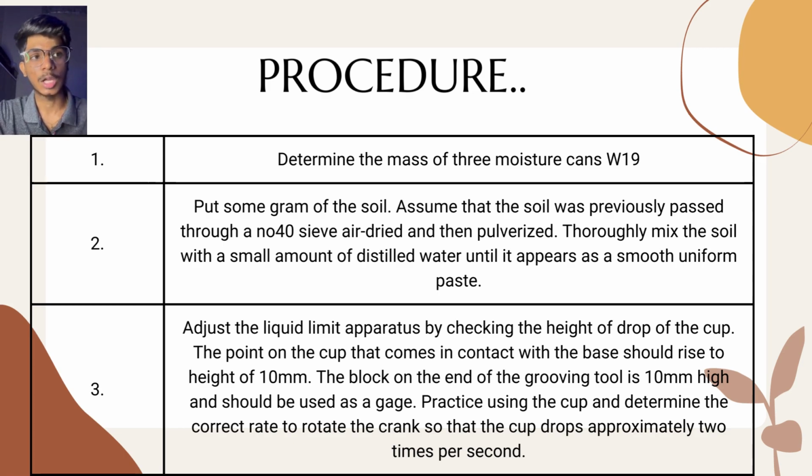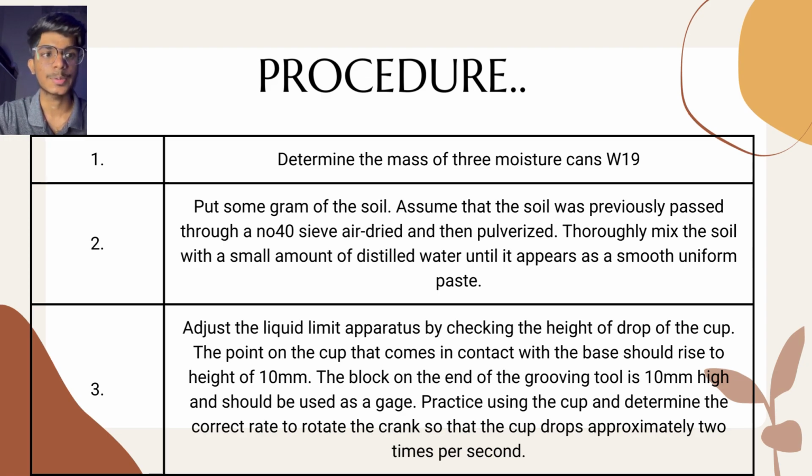So today, I'll be explaining the procedures and the process of the Casagrande method in Atterberg limits. Firstly, we should determine the mass of 3 moisture cans which we have prepared, and secondly, we should put some grams of soil. Assume the soil was previously passed through a number 40 sieve, air dried, and then pulverized. Thoroughly mix the soil with a small amount of distilled water until it appears as a smooth uniform paste.